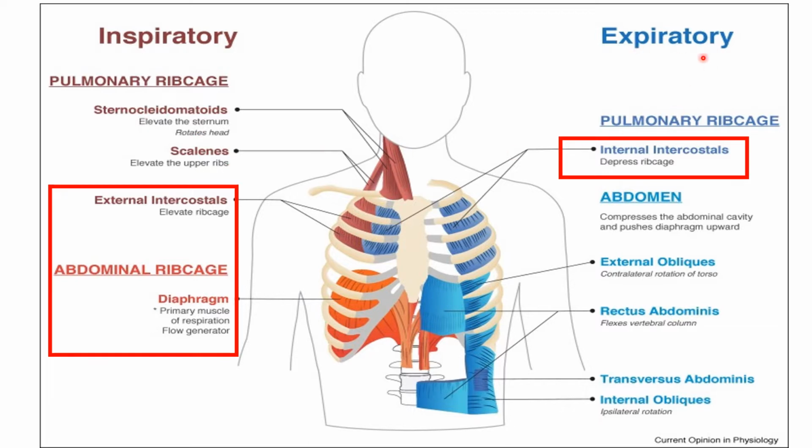Coming to expiratory muscles, for expiration, we know this is a passive process. So it occurs passively because of the elastic recoil of the lungs. But the internal intercostal muscles play a role to depress the rib cage to its previous position. In forceful expiration, all the abdominal muscles, especially the external oblique, rectus abdominis, transverse abdominis, and internal oblique muscles, help in forceful expiration whenever needed.